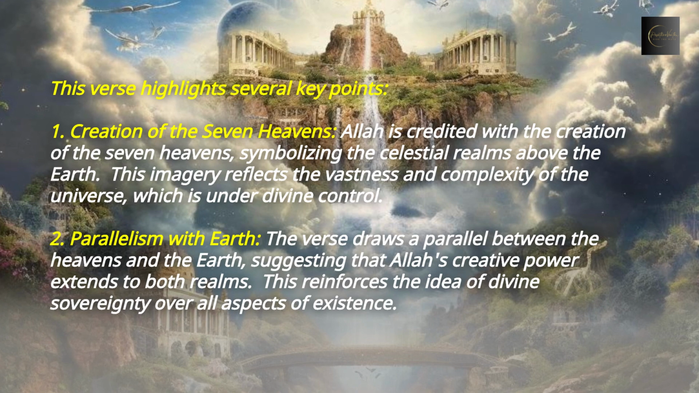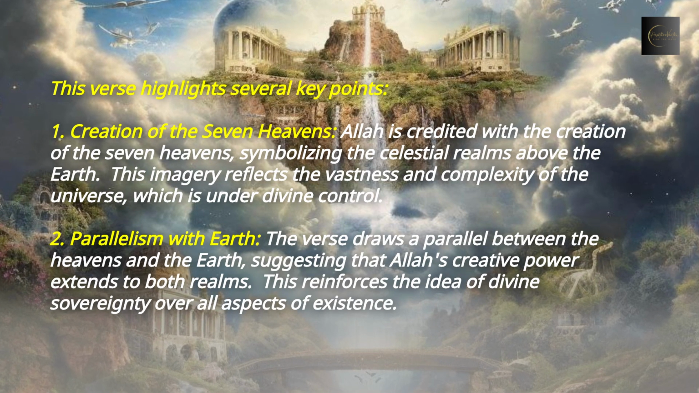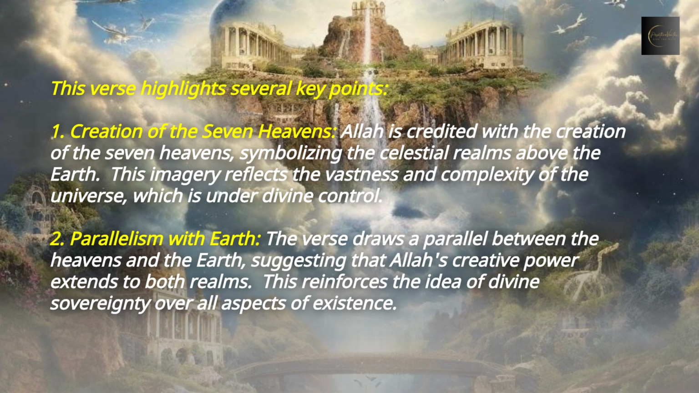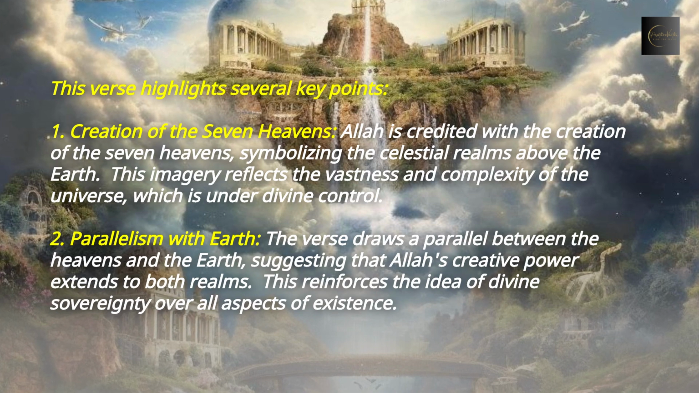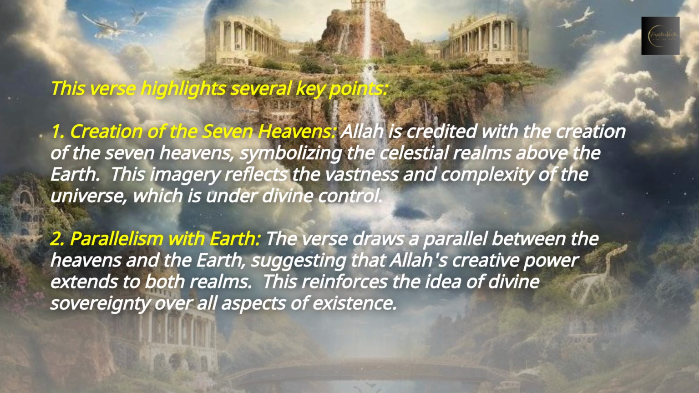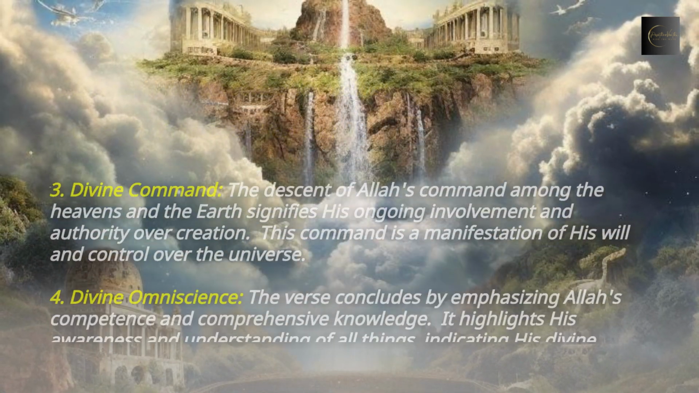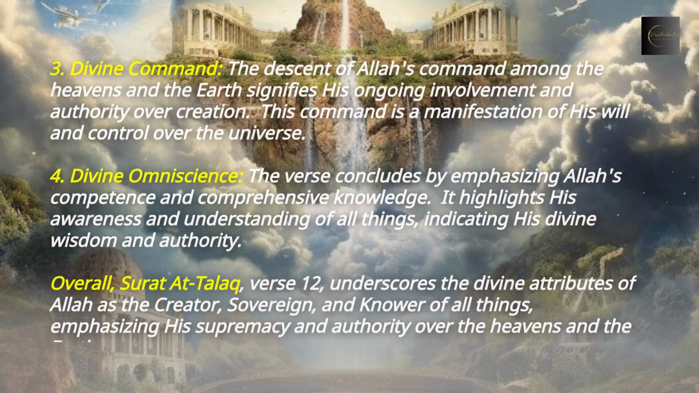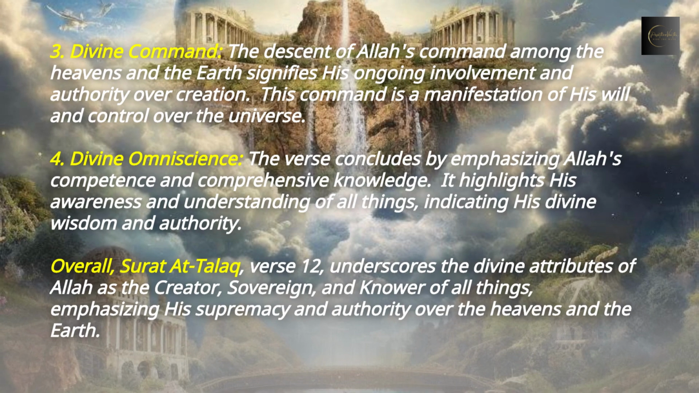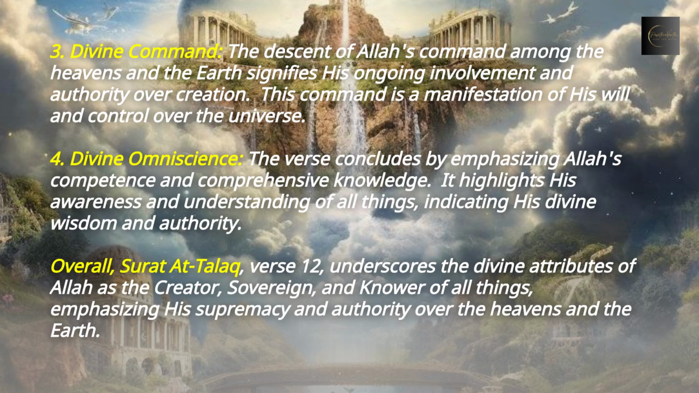This imagery reflects the vastness and complexity of the universe, which is under divine control. 2. Parallelism with earth. The verse draws a parallel between the heavens and the earth, suggesting that Allah's creative power extends to both realms. This reinforces the idea of divine sovereignty over all aspects of existence. 3. Divine command. The descent of Allah's command among the heavens and the earth signifies his ongoing involvement and authority over creation. This command is a manifestation of his will and control over the universe.